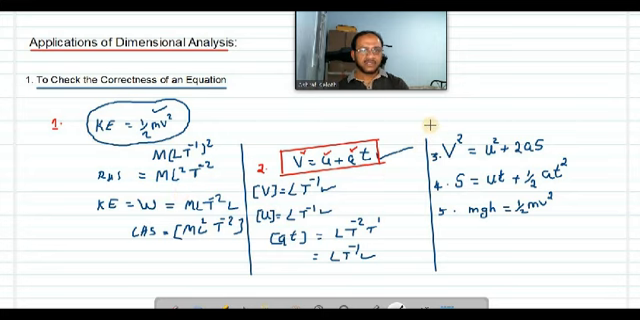Okay, then write down these three equations as homework. Check the correctness of these three equations. This is homework for you. Okay, do it. Thank you.